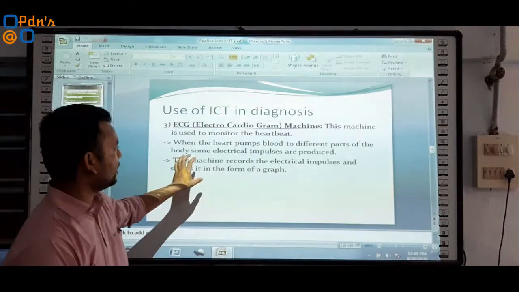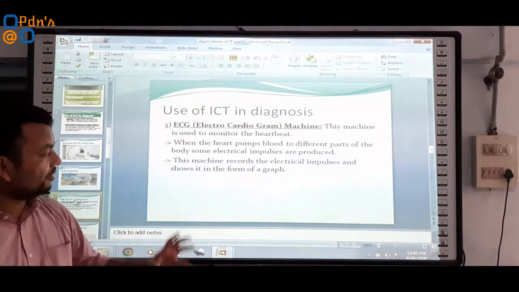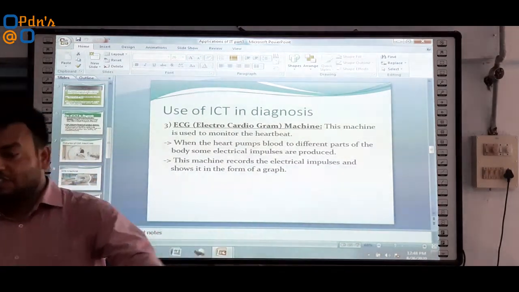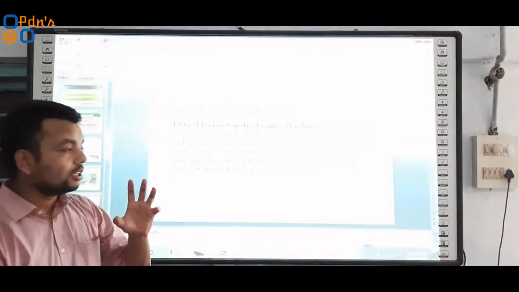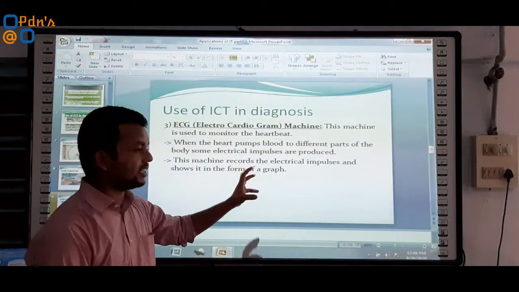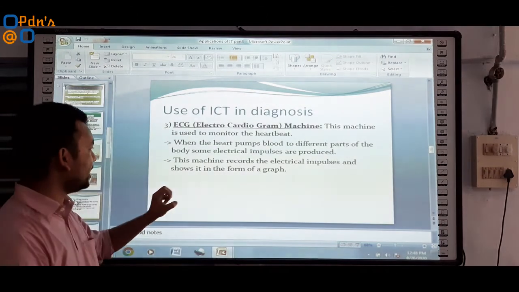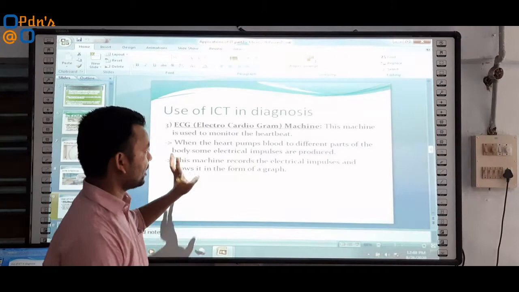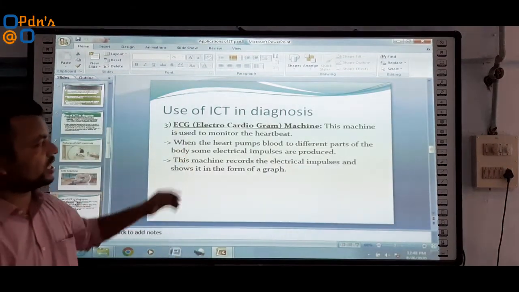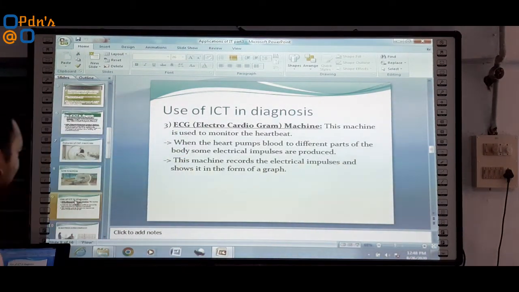Okay, so whenever the heart pumps blood to different parts of the body, certain electrical impulses are generated, and those electrical impulses are recorded in the form of a graph by means of the electrocardiogram. So how it looks like, let us see in our next page.